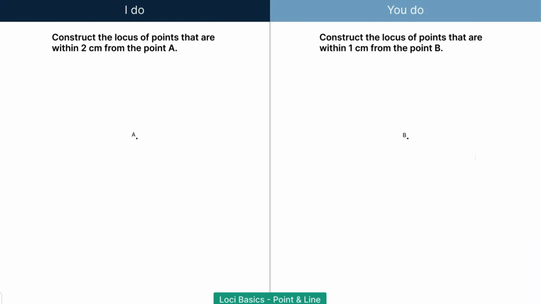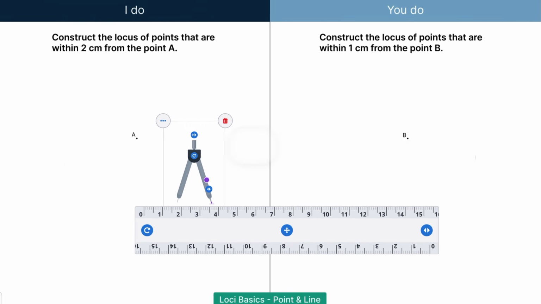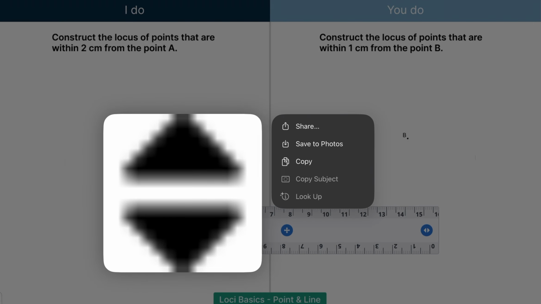So moving on, now here we've been asked to construct the locus of points that are within 2 centimeters. So we're doing the exact same thing here. We're just going to shade it to show the region itself. So exactly the same as before. I am going to put this here. I am going to measure.